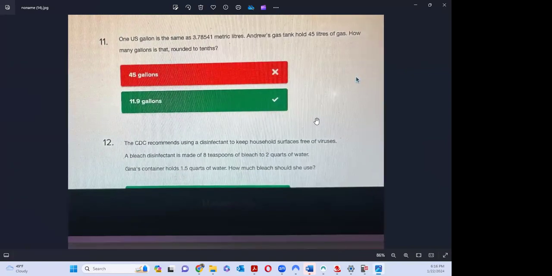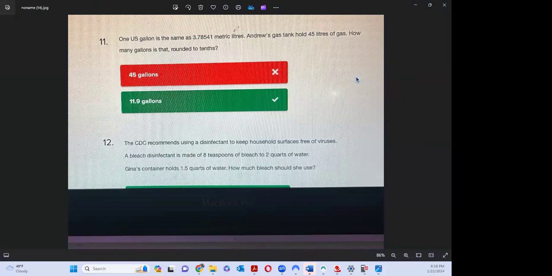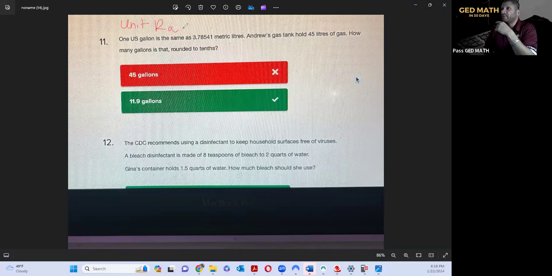View report on one dimension. One gallon is the same as 3.78541 metric liters. Andrew's gas tank holds 45 liters of gas. How many gallons is that? Okay, so I'm going to show you how to do this problem. This is really not an area problem. It's a ratios and proportions problem, so this is either called a unit rate or a proportion problem.